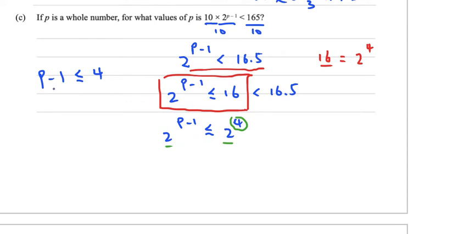Okay, how do we move that minus 1? Plus 1, plus 1, both sides, it hasn't changed its sign. So p is less than or equal to 5.